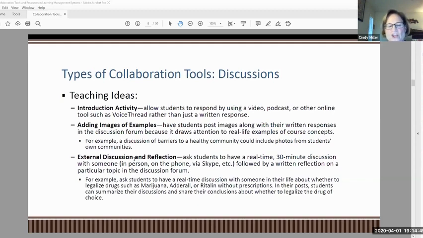Here's an example where you can have students have a real-time discussion with someone in their life about whether to legalize drugs. I had a student whose parent was a DEA agent, and he had a lot of perspectives about that. And so he shared it with his daughter, and she came on and shared those perspectives, and it really opened up students' eyes to some other perspectives they'd never thought about. So that's another way, again, to extend that discussion.